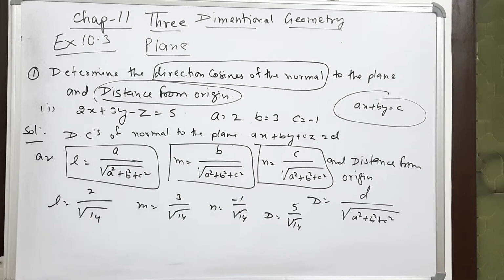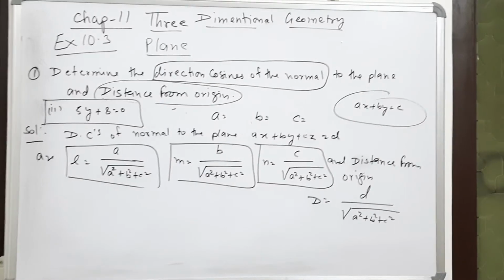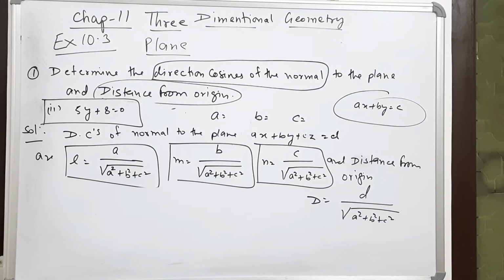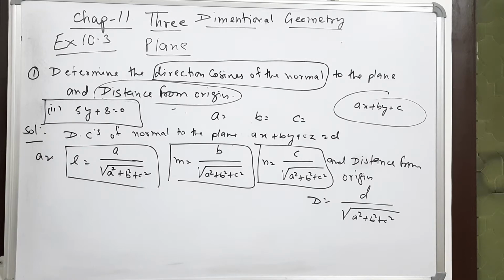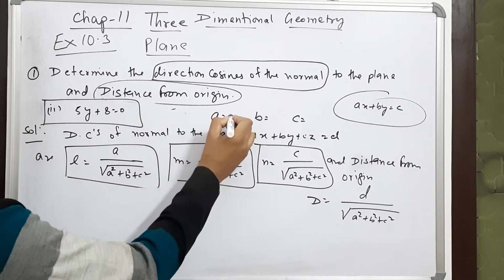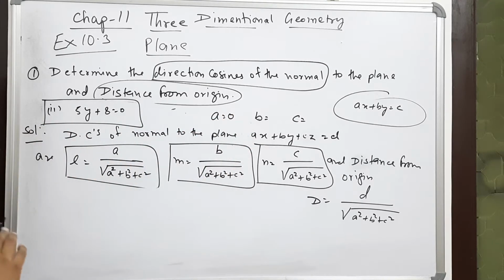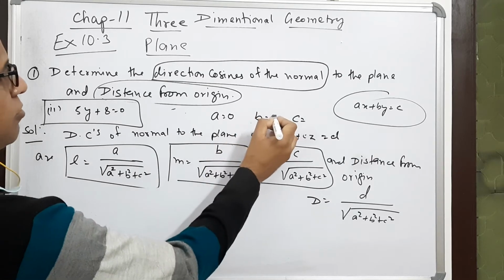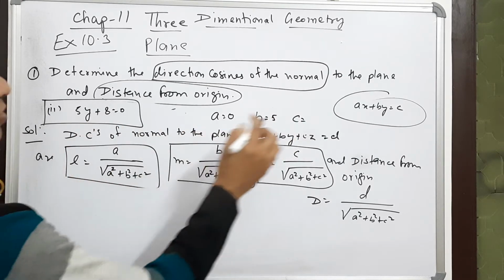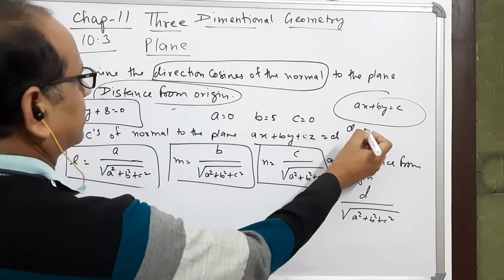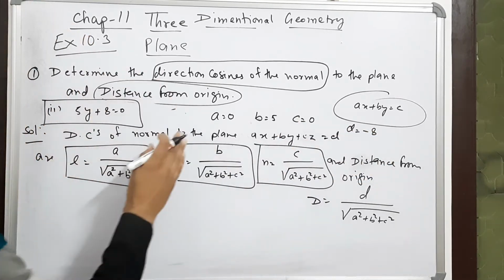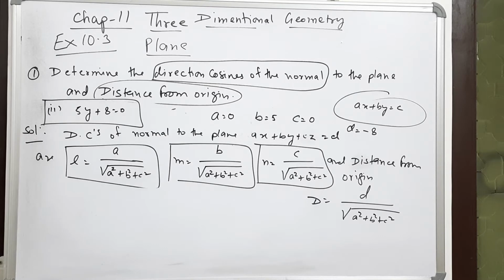I am taking one more sum. Please see. Yes, see the problem: 5y plus 8 equals 0. So what is the value of a? It is 0 because the x term is missing. The value of b is 5. The value of c is 0. And the value of d is minus 8, because if we transfer this 8 to that side, it will be minus 8.